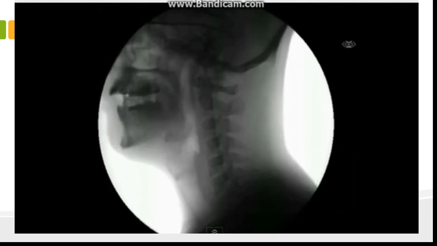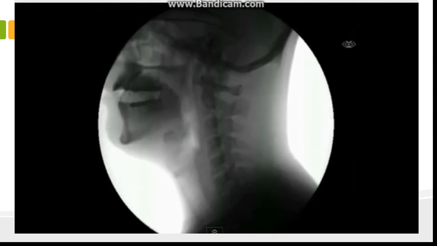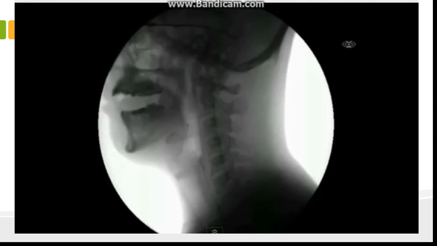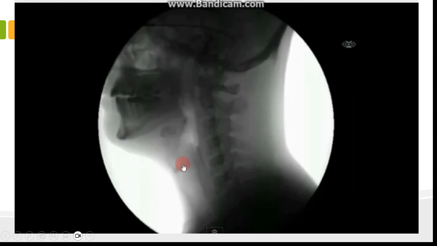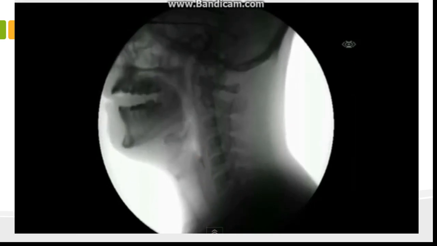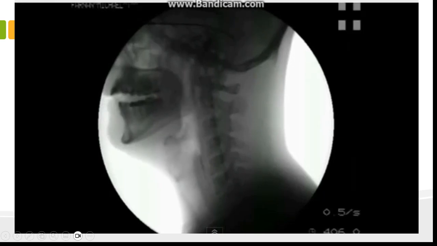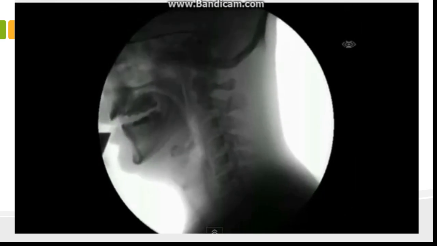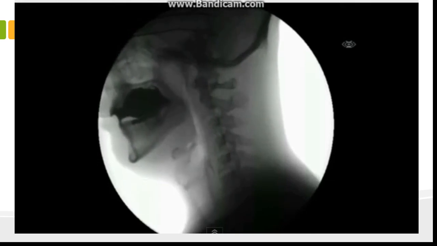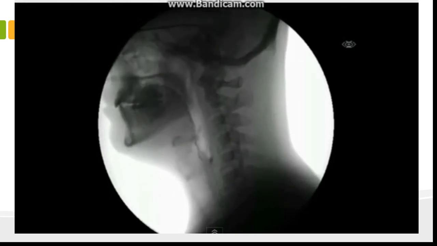See, he's chewing. Something you can see with the x-ray. Watch it go down, right there. Okay, you saw it kind of coming through here. Yeah, right there. They're going to do, I think, a liquid now. Yeah.